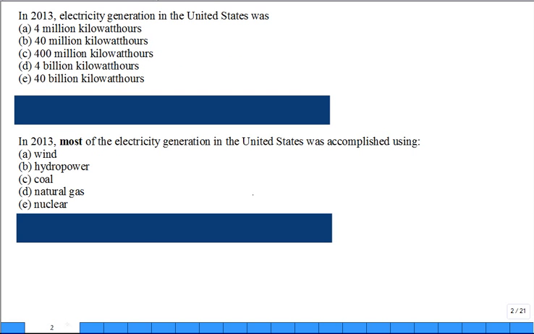In 2013, last year, electric generation in the United States was around 4 million kilowatt hours, 40 million, 400 million, 4 billion, or 40 billion kilowatt hours. It's almost like the national debt, right? Or the debt of the United States. It's so big, you can't even fathom it, right? But when you start to bust it out, you figure out, oh, per working individual in the United States, the national debt is, you know, $50,000, or whatever it is. I don't know if it's $50,000. Then it gets real, right?